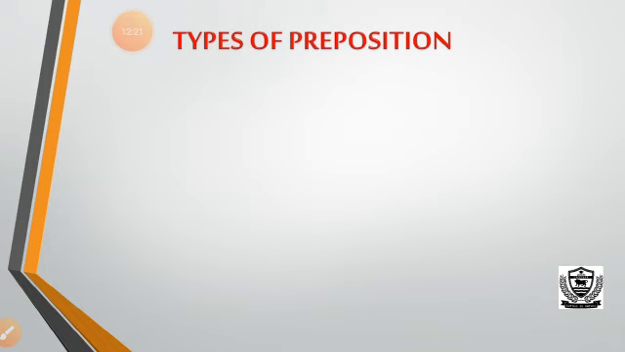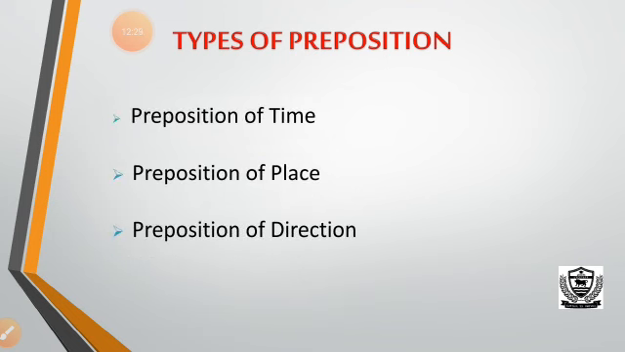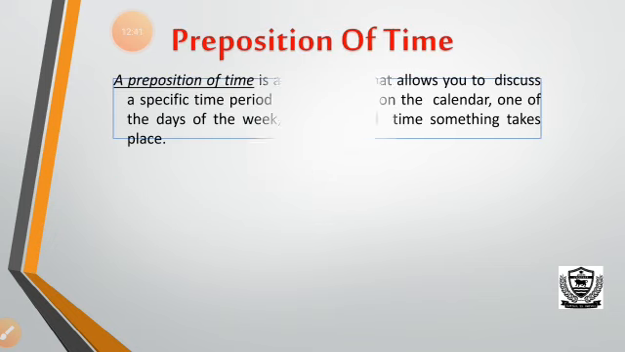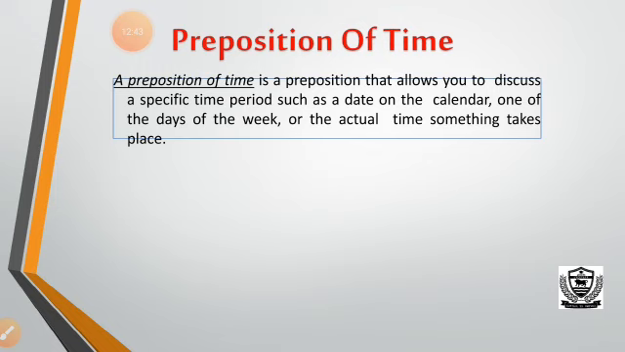Now, types of prepositions. How many types of prepositions are there? There are three basic types of preposition: preposition of time, preposition of place, and preposition of direction. The first one is preposition of time. We can define it. The preposition of time is a preposition that allows you to discuss a specific time period, such as a date on the calendar, one of the days of the week, not for the week, but one of the days of the week, or the actual time something takes place.